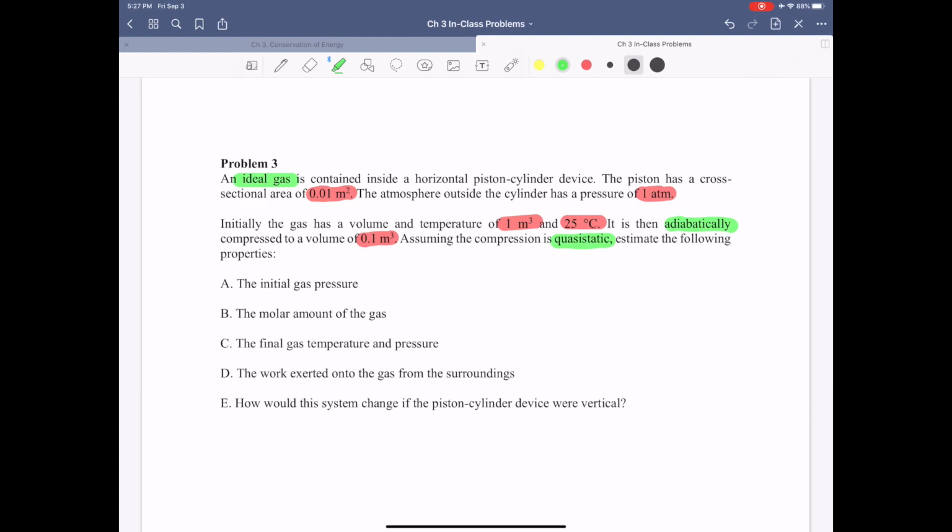Based on the text in this problem statement, what I want you to do is pause the video here and draw out a schematic of the system.